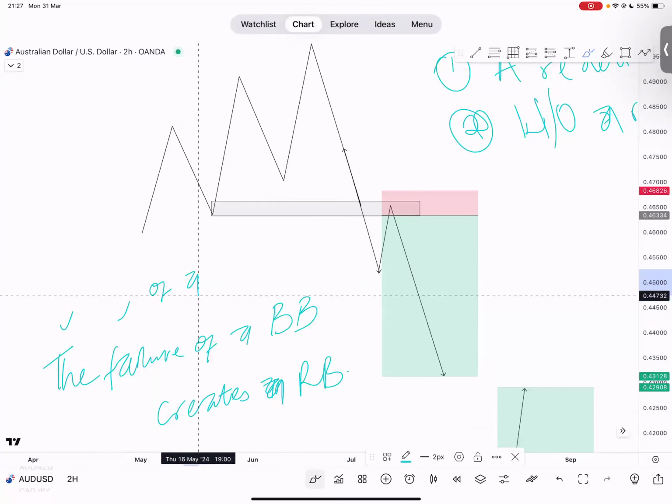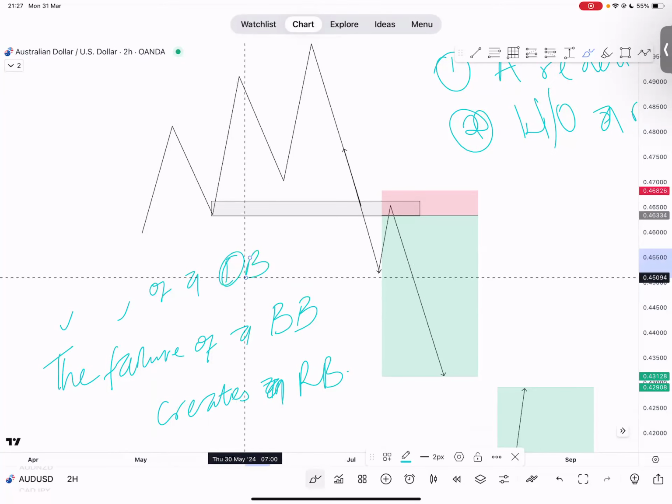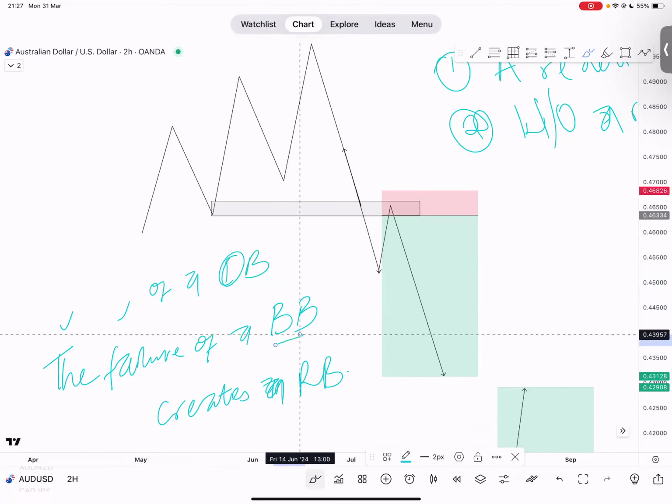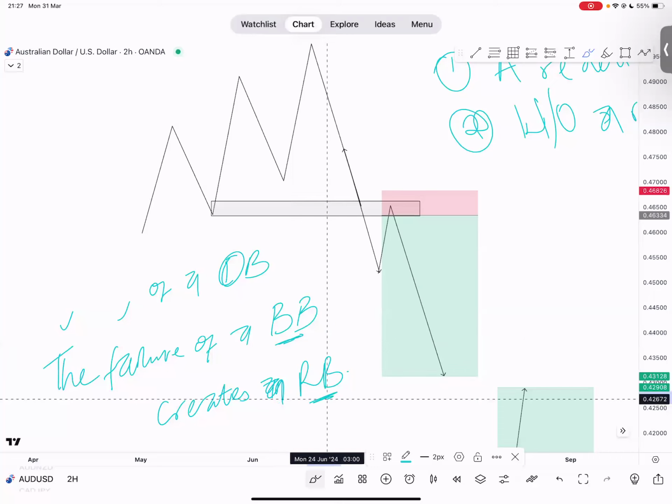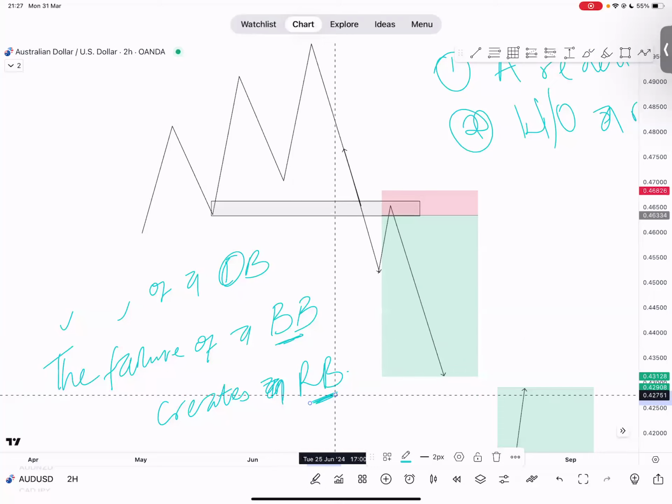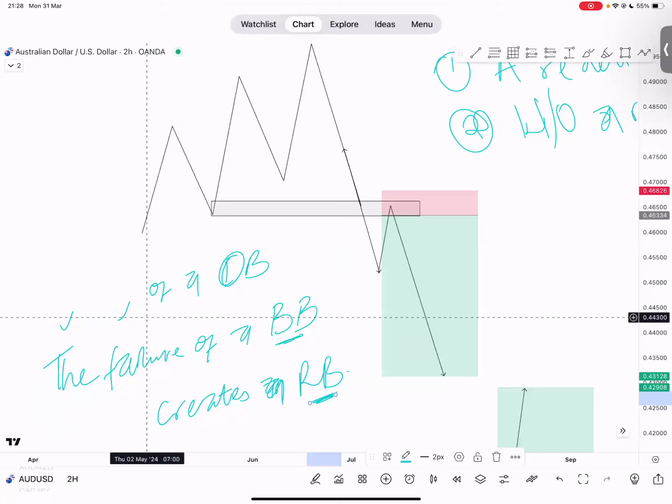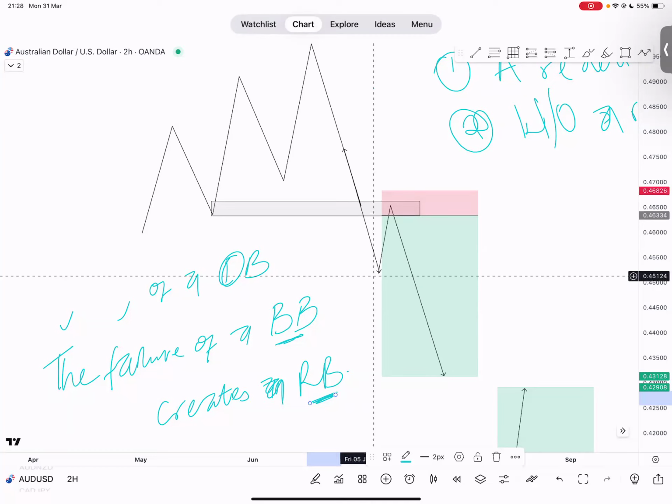Remember that the failure of an order block creates a breaker block. Now, the failure of that breaker block creates what? A reclaimed block. Failure of an order block creates a breaker block. Failure of a breaker block creates what? A reclaimed block.